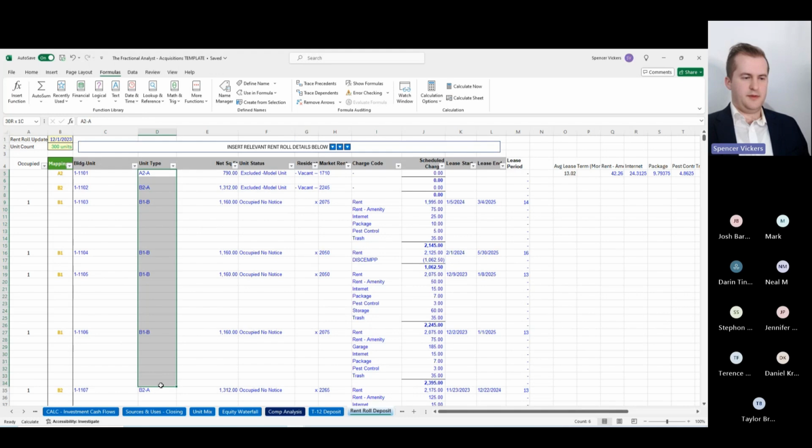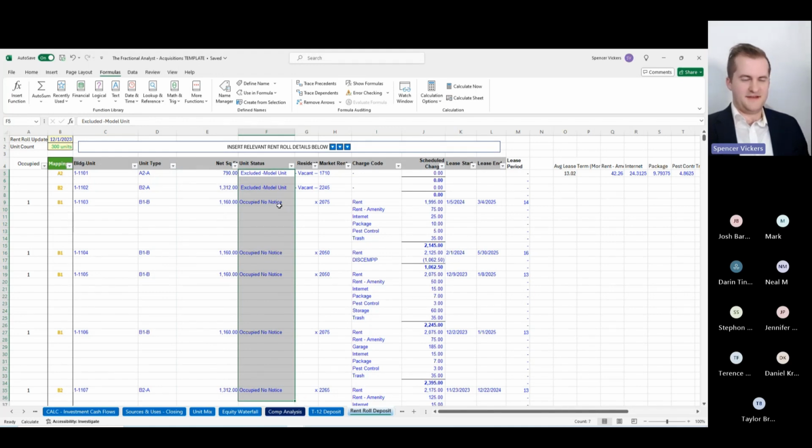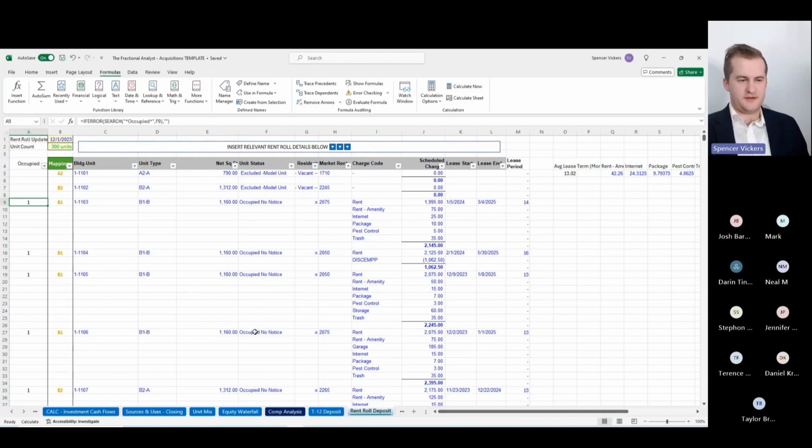So yeah, drop in unit type here, square footage here, unit status here. Usually a rent roll is going to say something to the effect of, this is a model unit, this unit is occupied, this unit is vacant, etc. If it says occupied, it's going to tell your unit mix that this unit is occupied, and that'll give you your in-place occupancy.